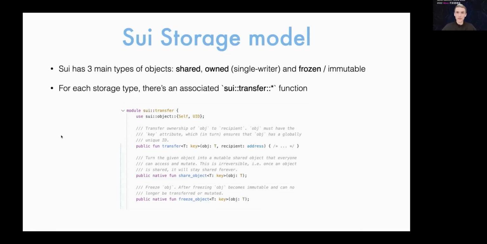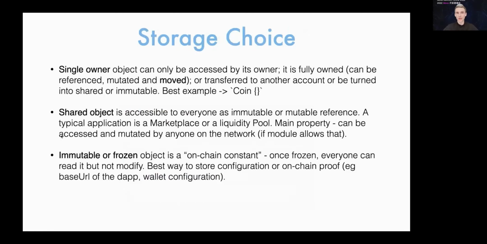And lastly, we have a frozen or an immutable object. It's an object constant that is placed on the chain. So it becomes immutable, no one can edit it, but people can reference it as a source of data. So, a small summary: single owner objects, only the owner can access them, only the owner can modify them, and he can move it somewhere else. He can share it, he can freeze it, or he can pass it to someone else.